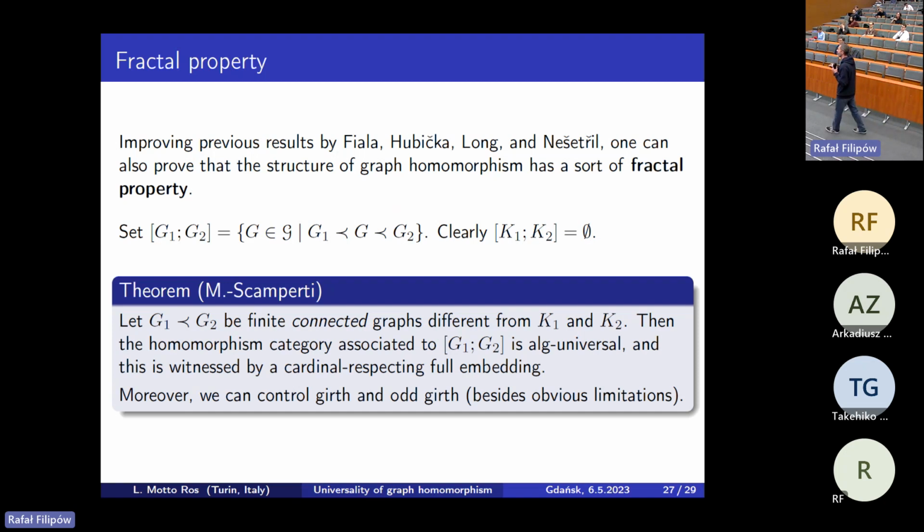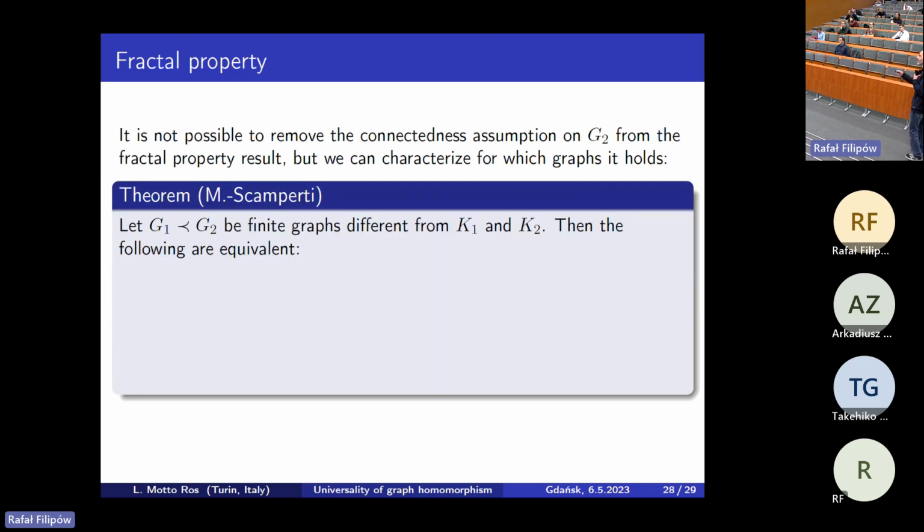Moreover, since our construction is very flexible, it is not only algebra universal, which is already new, because the result by Nešetřil and the other ones was not a categorical embedding, it was a way weaker form of embedding. This is a stronger result. But also for free, you can control girth, and so on, okay? Besides obvious limitations, because you are in between G1 and G2, so you have some constraints which come from G1 and G2, but everything else, everything acceptable, can be realized for free. Yeah, it's the next slide.